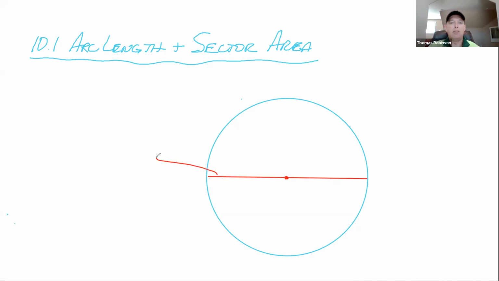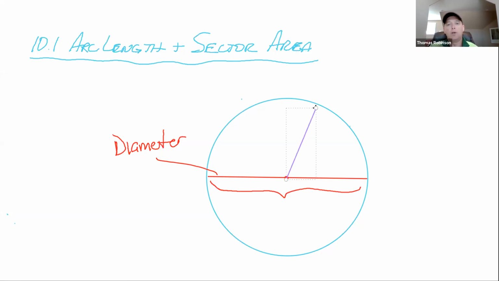So I'm just going to point this out as a diameter. And that goes the entire length across. But then, of course, we have this other thing we can draw, which is only halfway across, which we call a radius. So we'll label this as a radius. So just some very basic definitions and characteristics of a circle.